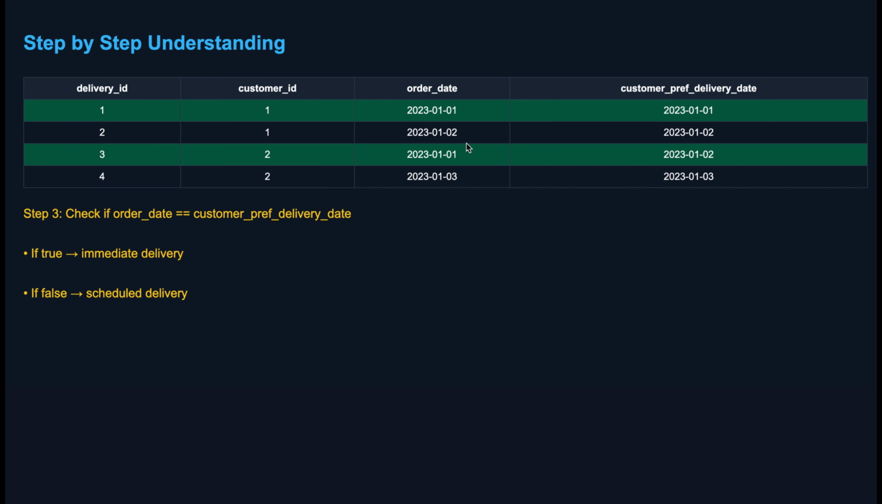Now for each of these rows, we check whether the order was immediate, which means order date is equal to the customer preferred delivery date. And this will give us a Boolean result, either true or false.